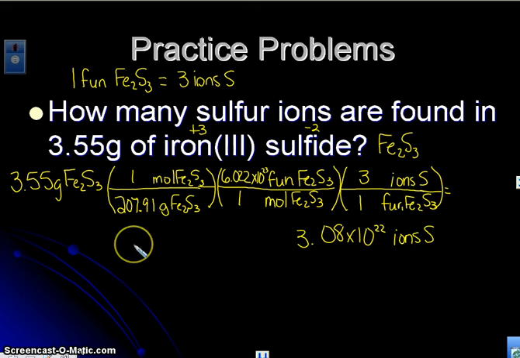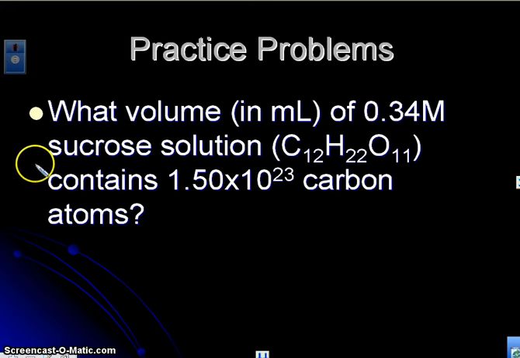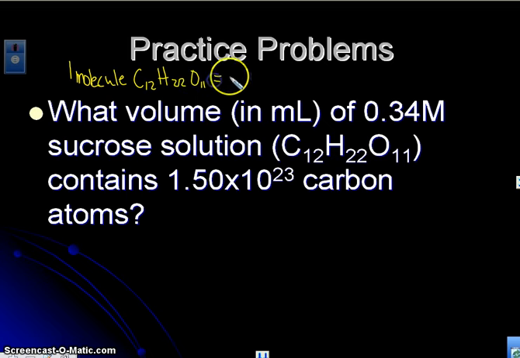Let's look at another problem. In this problem, we're being asked what volume in milliliters of 0.34 molar sucrose solution contains 1.5 times 10 to the 23rd carbon atoms. It's giving us the carbon atoms, and it's asking us for the volume. Now we know that in one molecule of sucrose, which is C12H22O11, it contains 12 atoms of carbon. And so we know that we'll need to use this as a conversion factor to go from atoms of carbon to molecules of sucrose. So let's set that up.